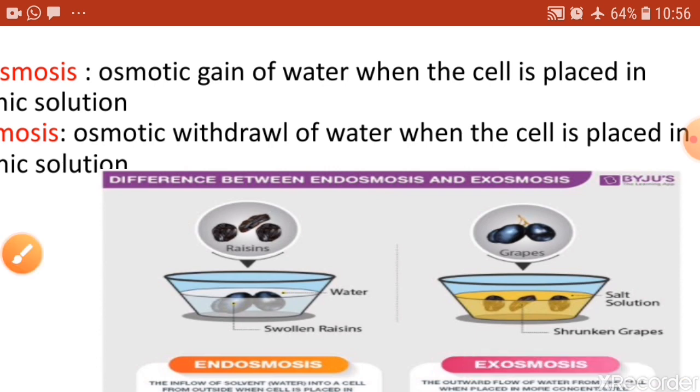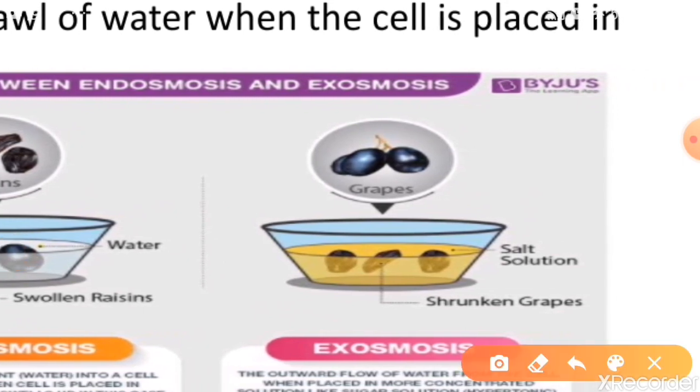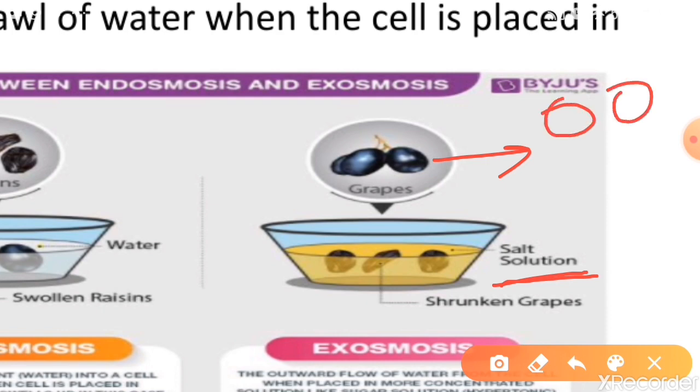Now in the case of exosmosis, have a look over here. When you take grapes and place them in salt solution and leave them for some time, after some time these grapes, which are swollen, are going to shrink. And why will they shrink?